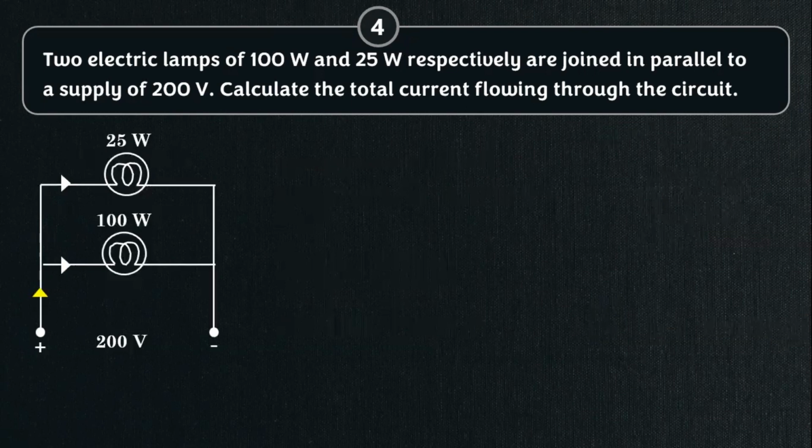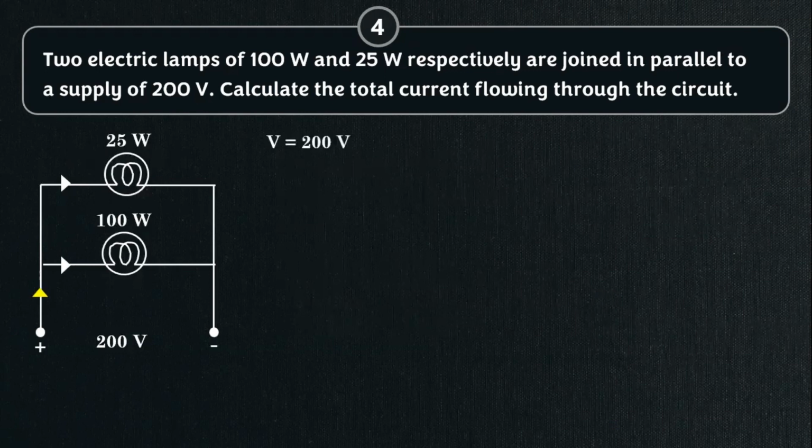Let's see the fourth question. Two electric lamps of 100 watts and 25 watts respectively are joined in parallel to a supply of 200 volt. Calculate the total current flowing through the circuit. Here is the circuit diagram. We need to calculate the total current flowing through the circuit.